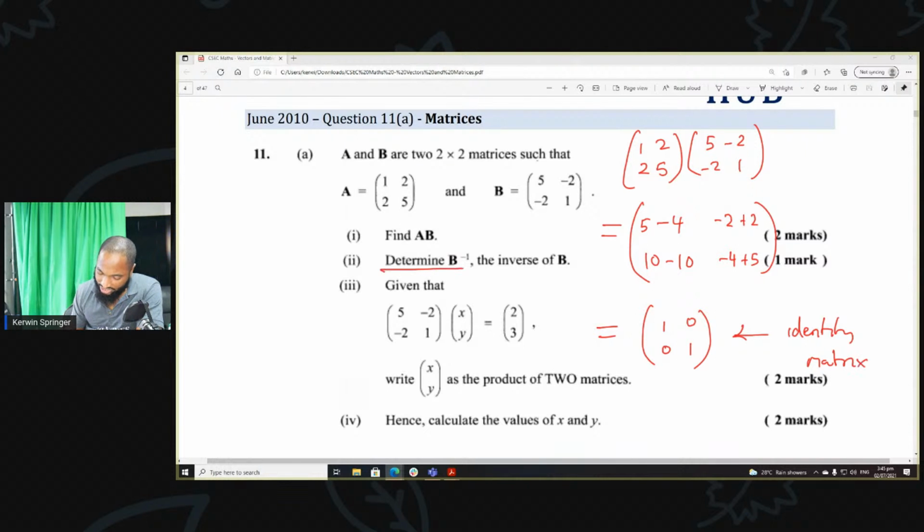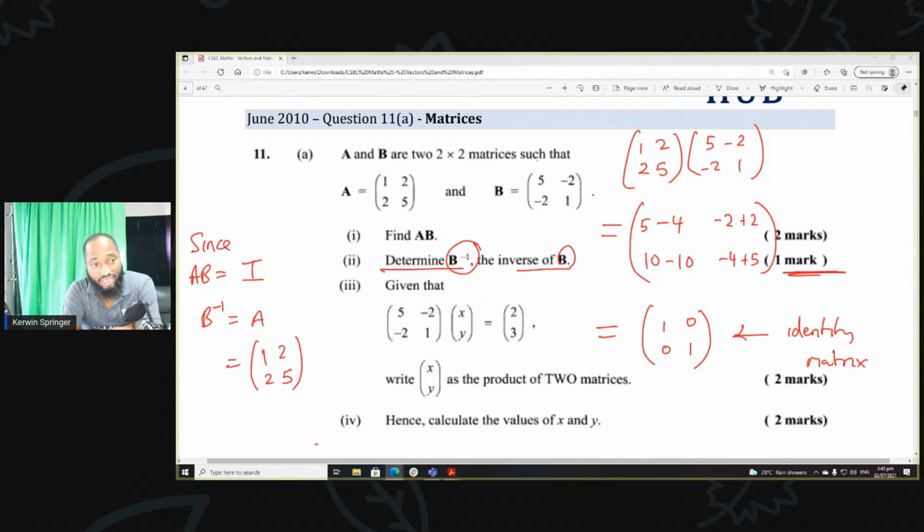Which is why they say determine B inverse, the inverse of B, and they only give 1 mark for that, because it turned out to be the identity matrix. So therefore, since AB is equal to the identity matrix, B inverse is A. When you multiply a matrix by its inverse, you get the identity, so the inverse of B is A, which is 1, 2, 2, 5. That was nice. You love to see it.